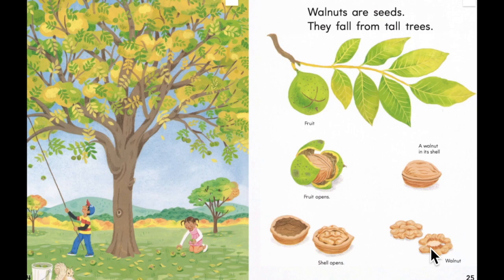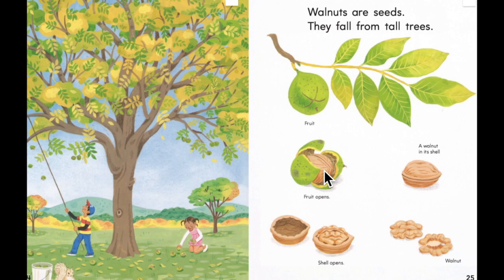I see that this page is all about walnuts. The text at the top says that they fall from trees. This is an event or a step in the sequence. What word should we use to describe that this event happened in the beginning? You're right, we could say first. First, the fruit falls from the tree.